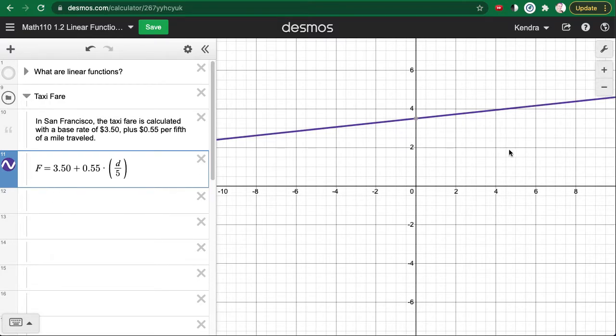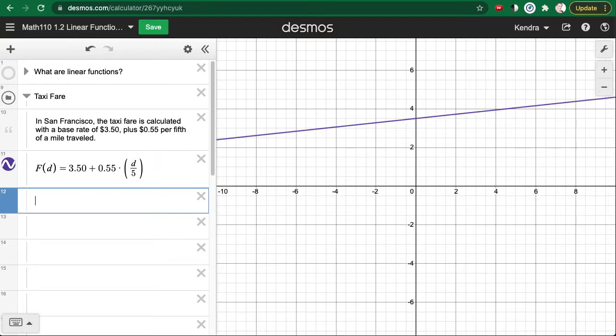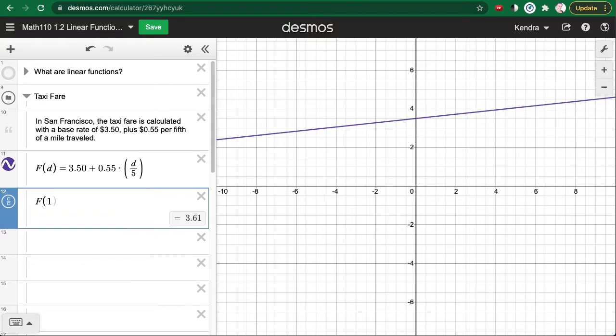So this is what that would look like. And let's call this f of d. And let's just double check that if I have f of 1, that's 1/5 of a mile. So that would add 11 cents to $3.50. So that'd be $3.61. Sounds good. Okay. Now, in this context, can we actually identify what is the slope and what is the y-intercept?